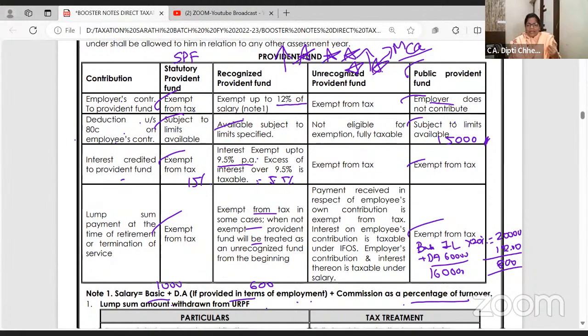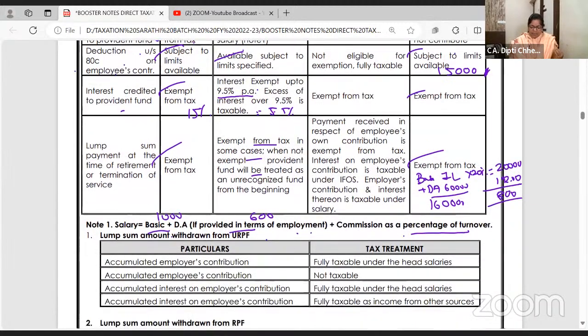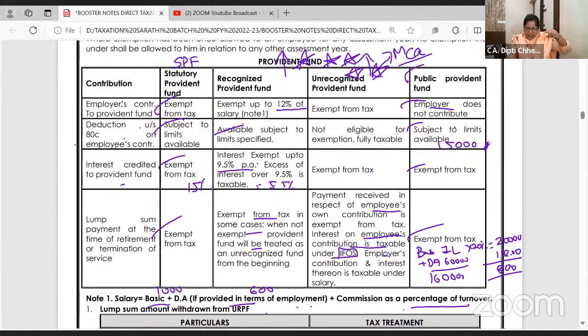But on maturity, when you get the amount from URPF, payment received in respect of the employee's own contribution is exempt. Suppose I have put 1 lakh in the unrecognized provident fund. That 1 lakh I have put is only coming back to me. Will it be taxable? No. Interest on the employee's own contribution is taxable under income from other sources. Now, the employer's contribution to URPF and interest is taxable as salary. Some of the books also call it profit in lieu of salary.